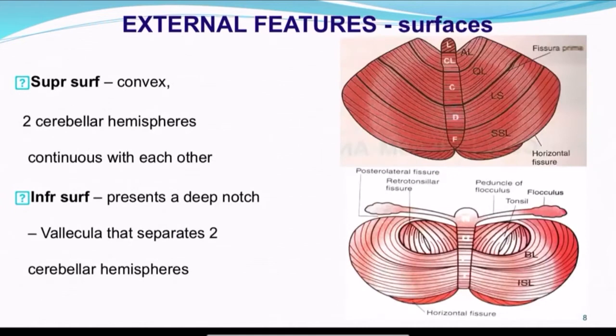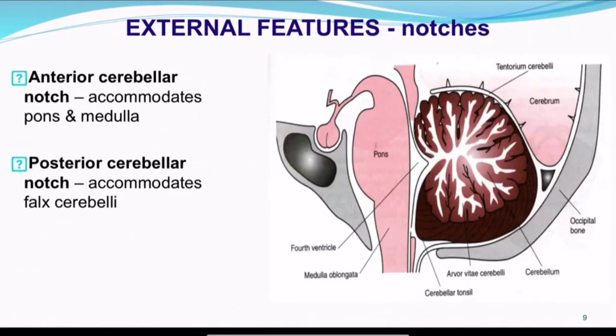Surfaces, it has a superior surface and an inferior surface. Superior surface is convex from surface view. It has two cerebellar hemispheres continuous with each other. Inferior surface presents a deep notch known as vallicula that helps to separate the two cerebellar hemispheres. It has two notches as well. Anterior cerebellar notch accommodates pons and medulla, and the posterior cerebellar notch accommodates falx cerebelli, which is a small dural fold.